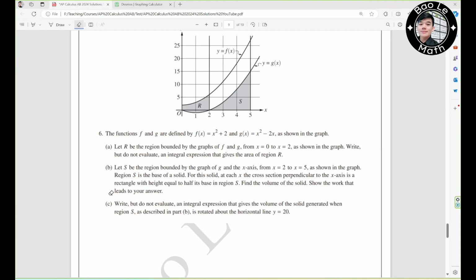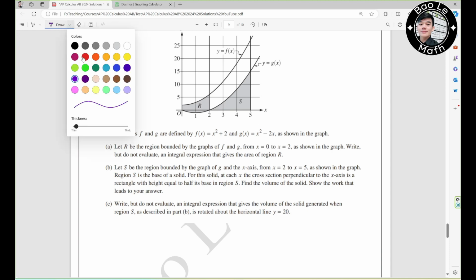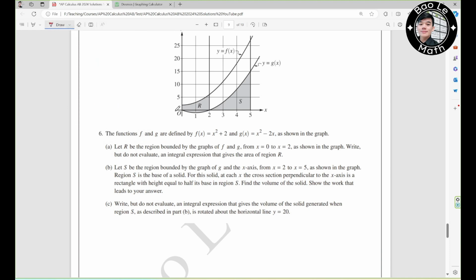Let's move on to question number 6. Question A: Let R be the region bounded by the graphs of f and g from s equals 0 to s equals 2. So 0 right here, 2 right here. So this region R right here. Write, but do not evaluate, the integral expression that gives the area of region R.